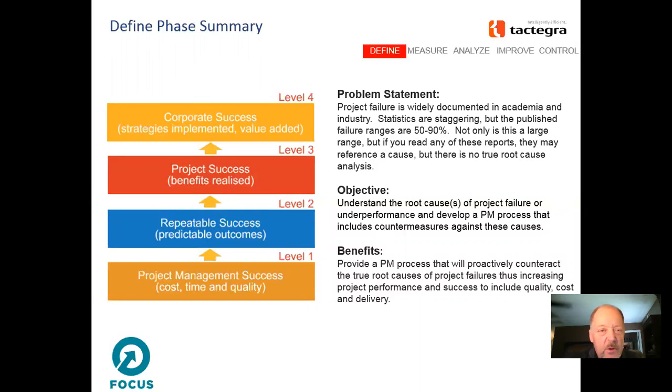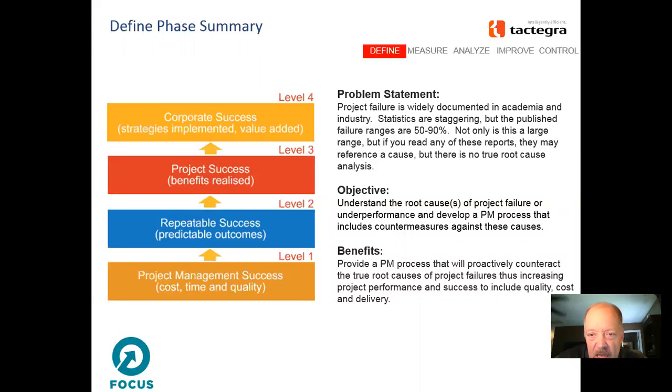So if you go out and you Google project failure, you'll see lots of materials on why projects fail. But what you won't see is potential solutions, or nobody really talks about root cause, or they don't really do any deep dive. So Tactegra is a management consulting firm, and our roots are in Six Sigma. So we decided to execute this as a Six Sigma project using the define, measure, analyze, improve, and control. And as we dug in, I'm going to share with you what we found, and again, some tools and techniques that you can use to improve the likelihood that your project will succeed.